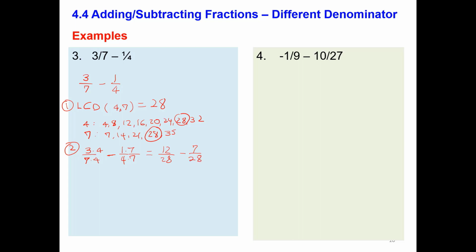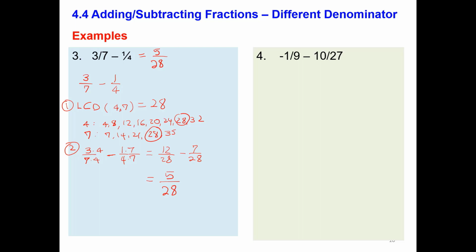Now we have equivalent fractions to the original fractions with 28 as the denominator. And because we have a common denominator, we just operate on the numerators. 12 minus 7 is 5, and it's positive because 12 is the larger number, divided by 28. Then this is equal to 5 over 28. And this is a proper fraction, so we cannot write it as a mixed fraction.